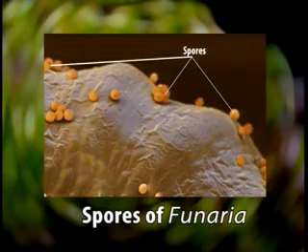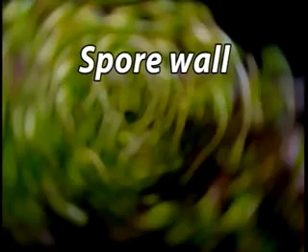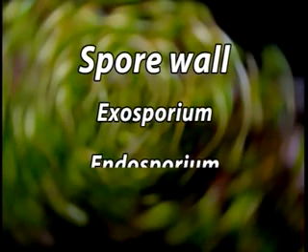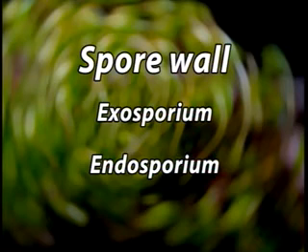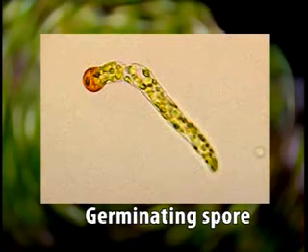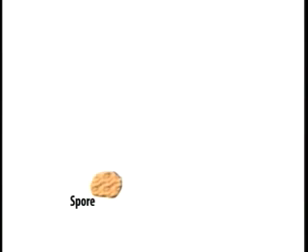The spores of Funaria are 12 to 20 microns in diameter and represent the first cells of the gametophytic generation. The spore wall consists of 2 layers, the outer smooth and brown-colored exosporium and the inner colorless endosporium. The spore germinates under favorable conditions. It soon forms a long filamentous protonema. The protonema shows apical growth and forms 2 types of branches, the chloronemal branches and the rhizoidal branches.